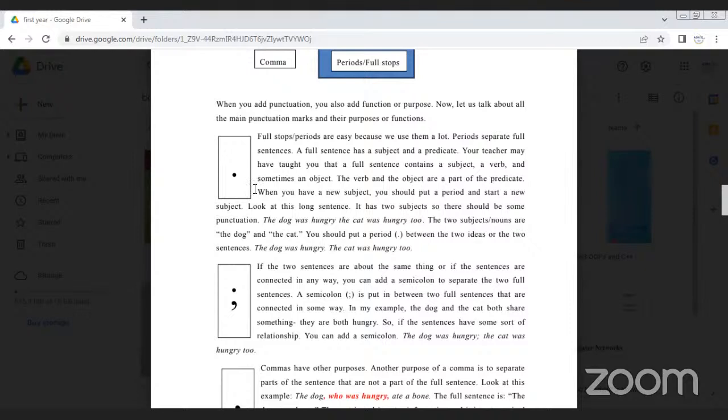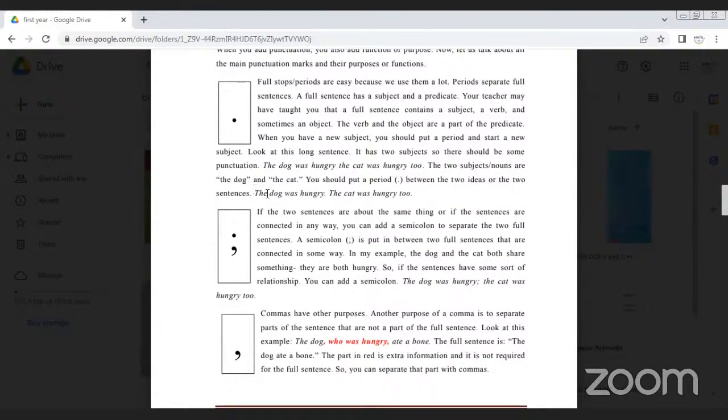When you have a new subject, you should put a period or start a new sentence. Look at this sentence. It has two subjects, so there should be some punctuation. The dog was hungry, the cat was hungry too. The two subjects, nouns, are the dog and the cat. You should put a period between the two ideas or the two sentences. The dog was hungry. The cat was hungry too.